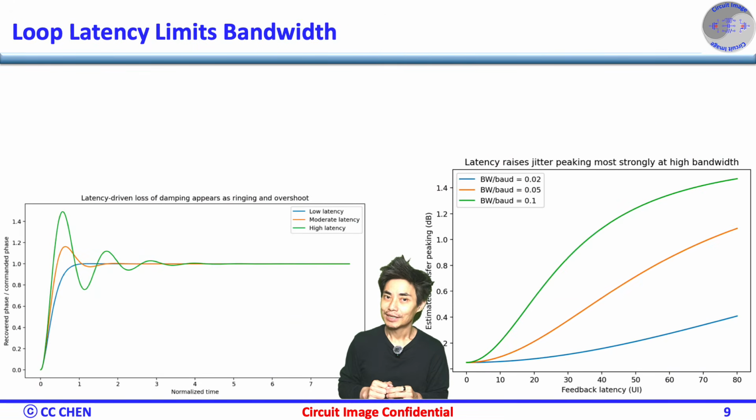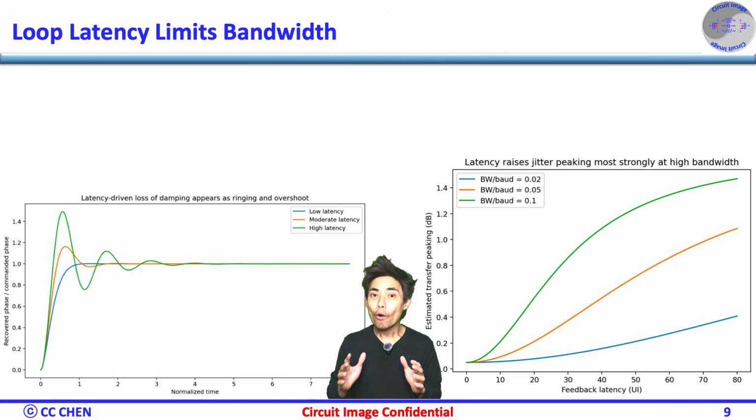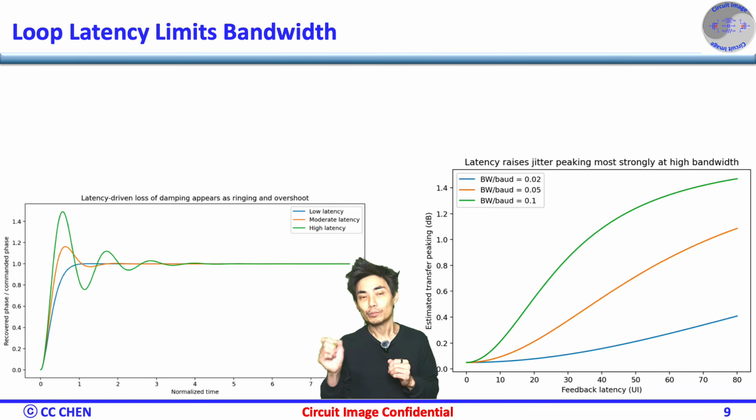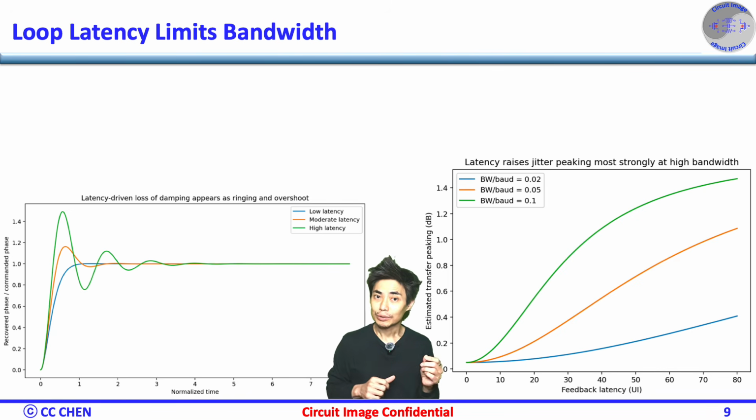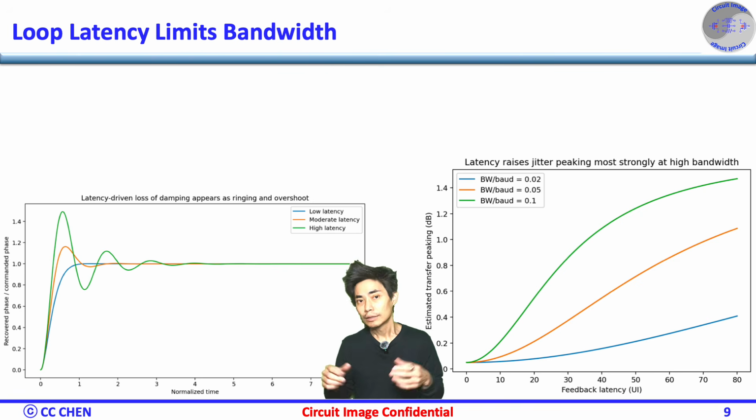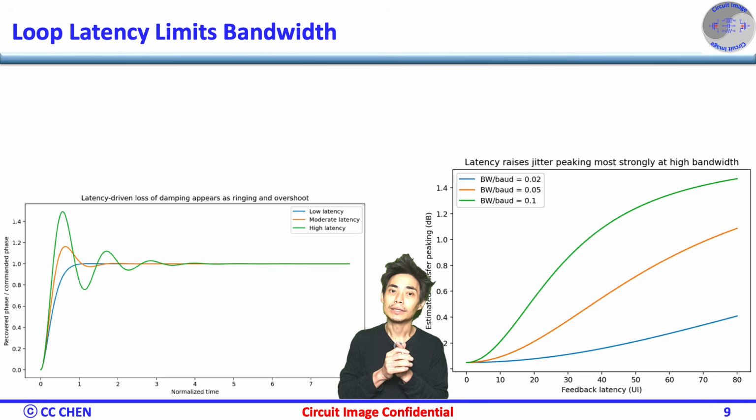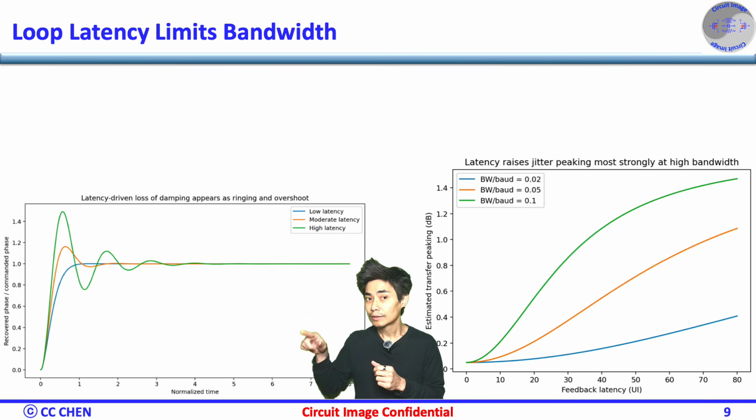Bingo, latency. Modern digital CDRs often have significant loop latency. The input goes through the sampler or ADCs, then through DSP or equalizer logic, then the detector, then the loop filter, then the phase interpolator or DCO update. Then the result comes back to the sampler. This feedback path takes time.